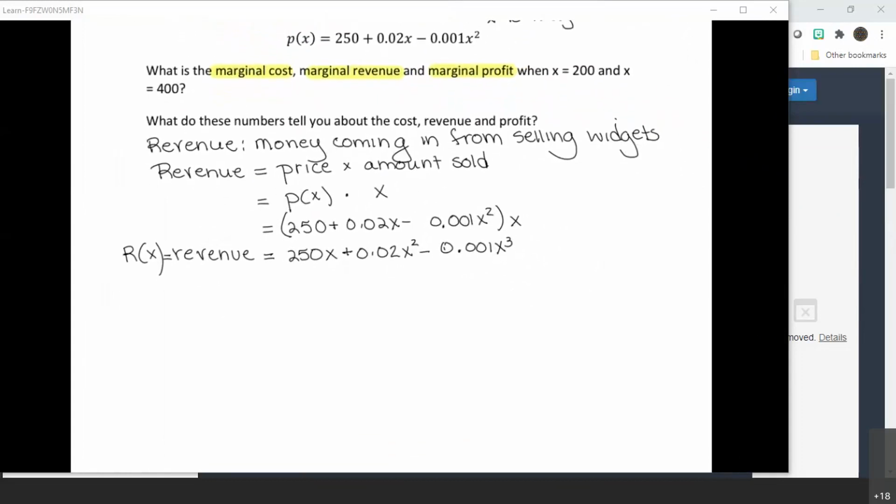Do you understand how if they give you a price, just multiply your price equation by X to get your revenue? And then if you want your marginal revenue, marginal revenue is R prime.